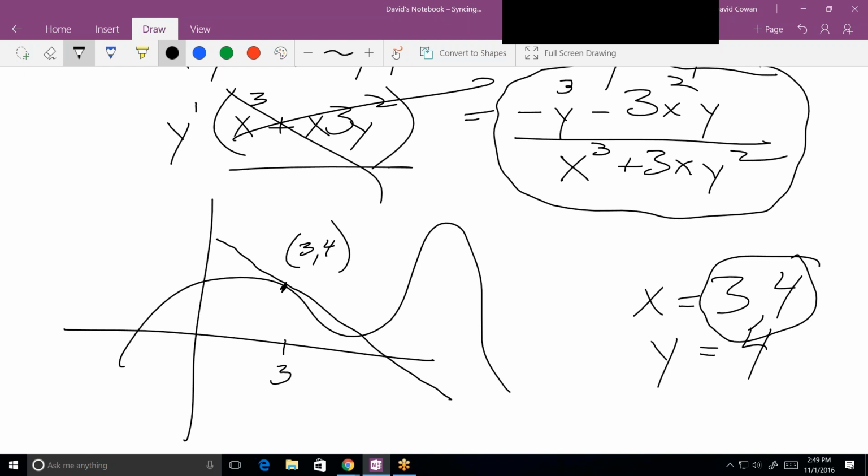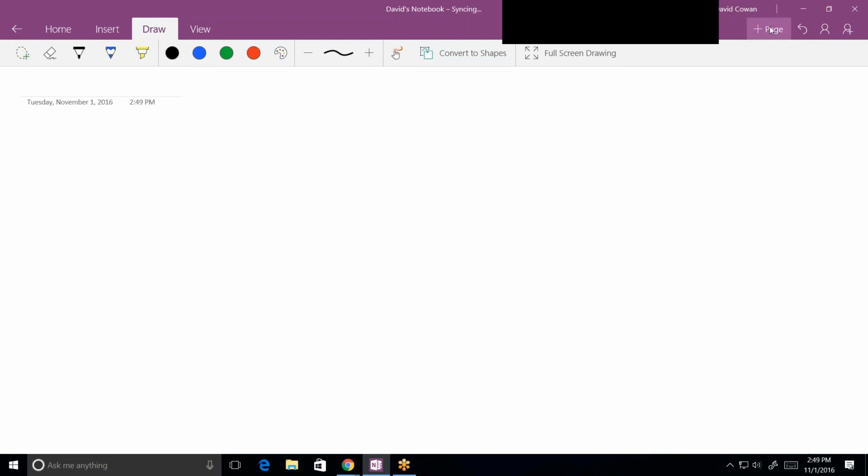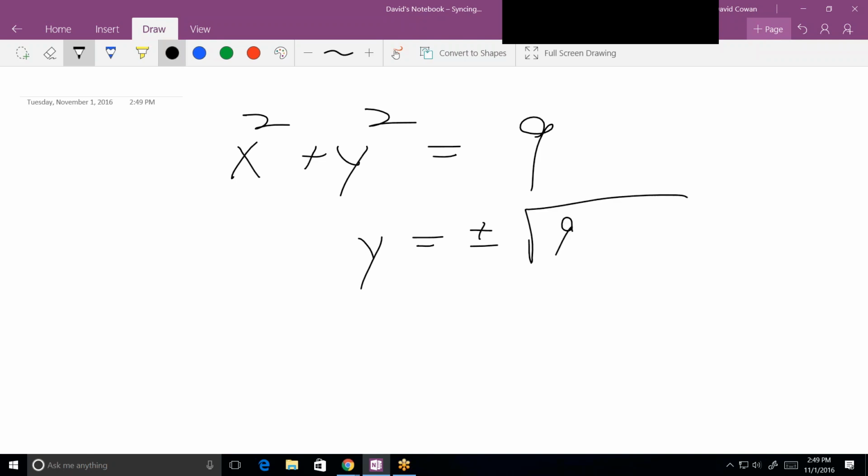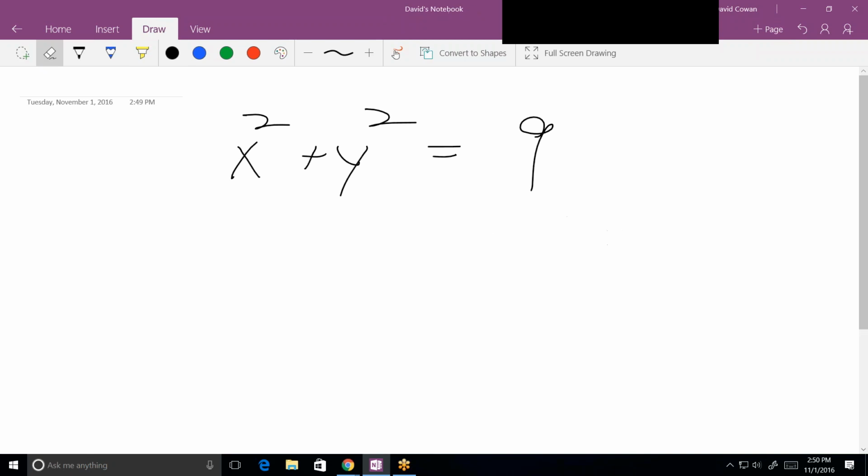The thing about implicit differentiation is the following. If I had something like this, the equation of a circle, I could actually solve this for y. y ends up being plus or minus the square root of 9 minus x squared, and I could explicitly differentiate it. I would have to do it in pieces because I've got a plus part and a minus part, so I'd have to do two different differentiations. But if I'm willing to do implicit differentiation, what does it become?